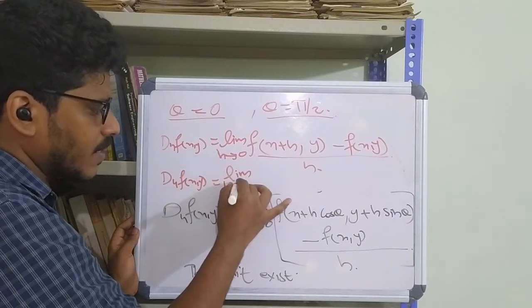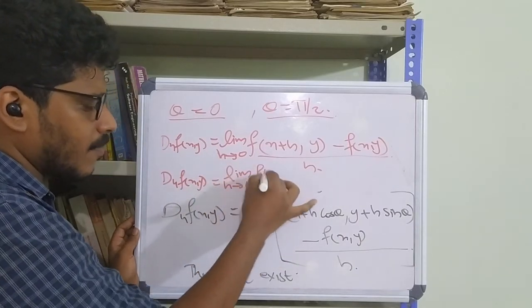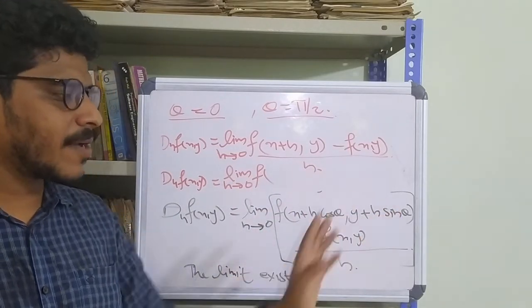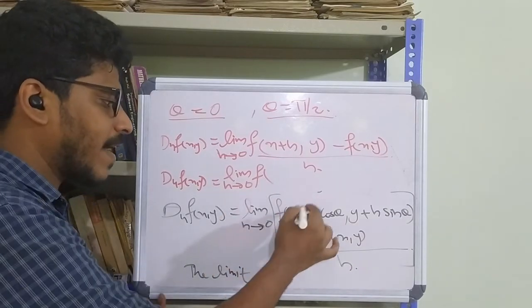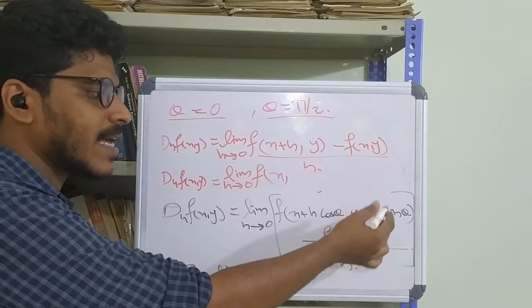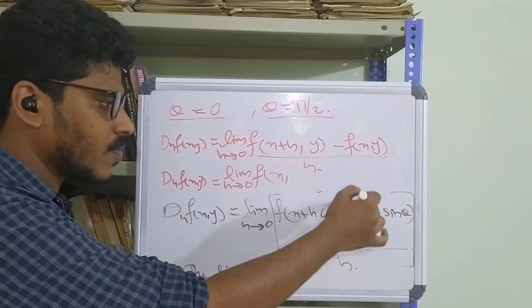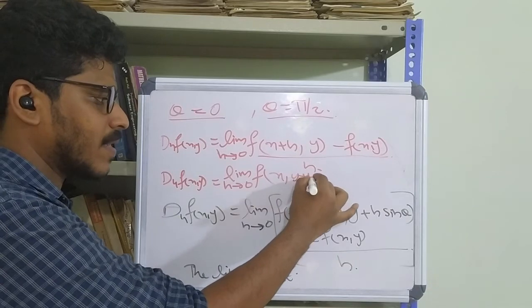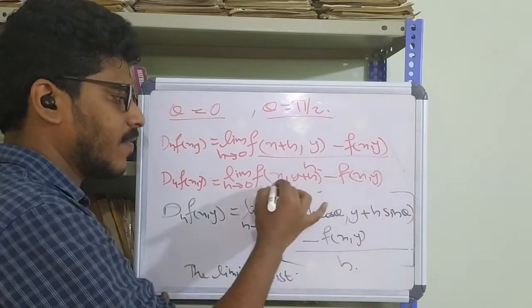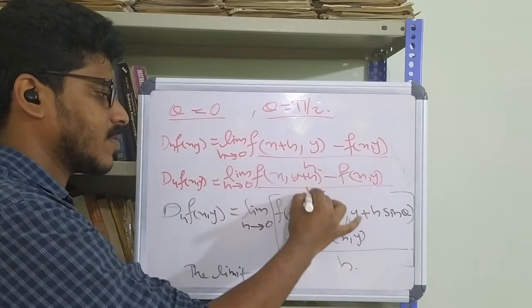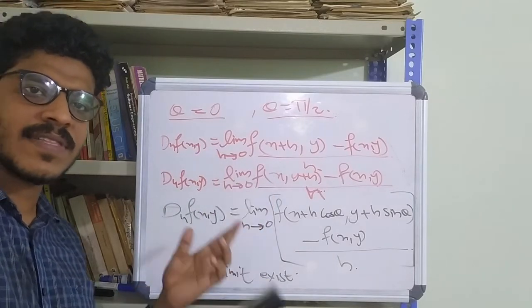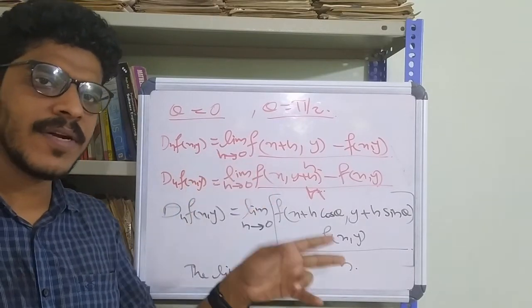Limit h goes to 0 f of... when we plug theta equal to pi by 2, cos pi by 2 is 0 and sin pi by 2 is 1. So f of x plus h into 0, which will be f of x, y plus h into sin pi by 2, which is 1, so y plus h, minus, doesn't make any changes, f of x y divided by h. This is nothing but the expression for partial derivative with respect to y, or dou f by dou y.